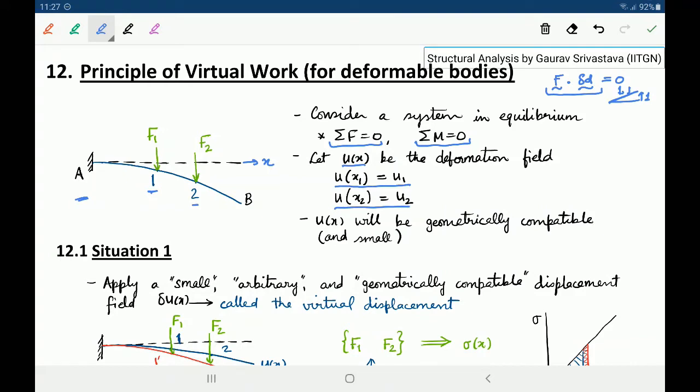And of course U of x needs to be geometrically compatible, which means at support A, U of x at A should be 0 for geometric compatibility, because this is a fixed boundary, and also the derivative of U at xa should be 0. So these are the two geometric conditions which this field should satisfy. Whatever U of x will be, it has to be geometrically compatible for it to be the deformation field of this particular system. And another important thing is we are considering small deformations. So the strains are small, displacements are small, etc.